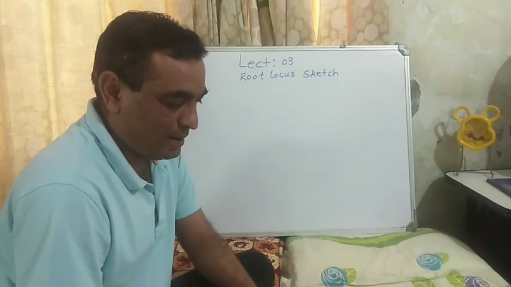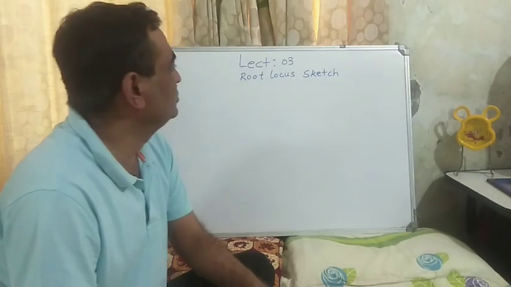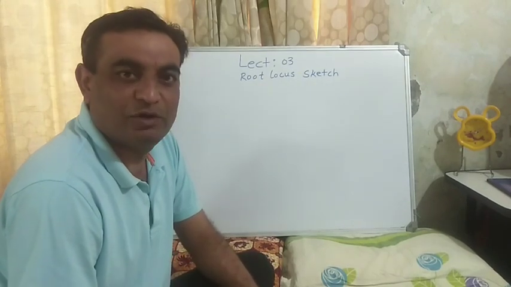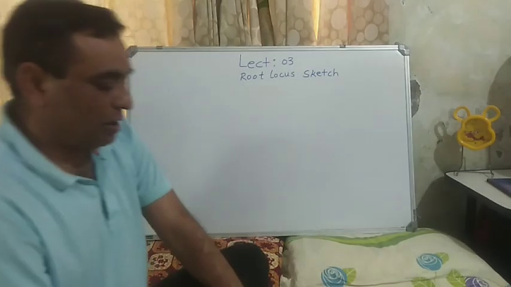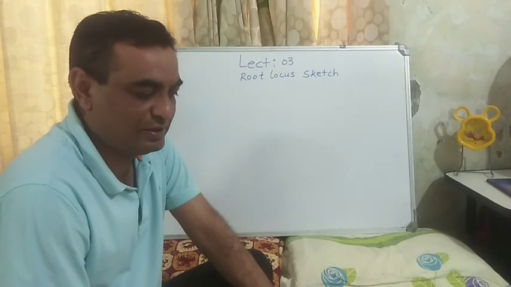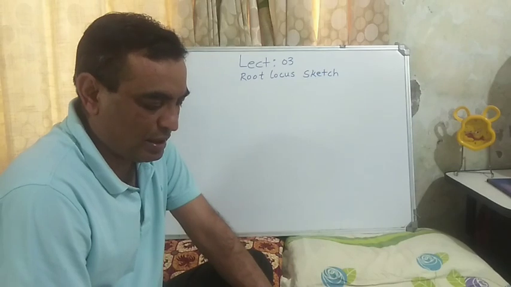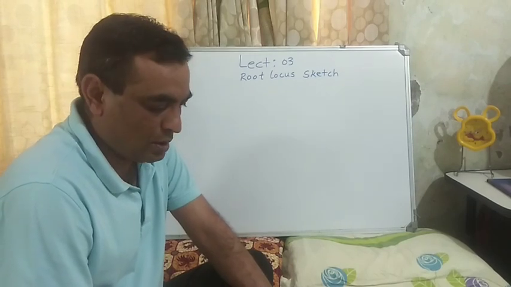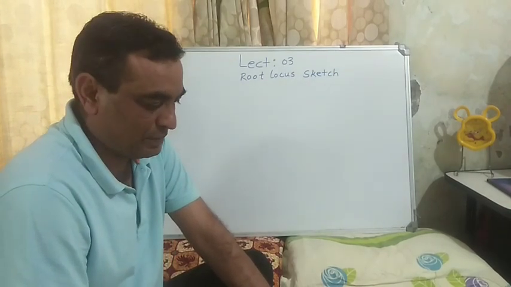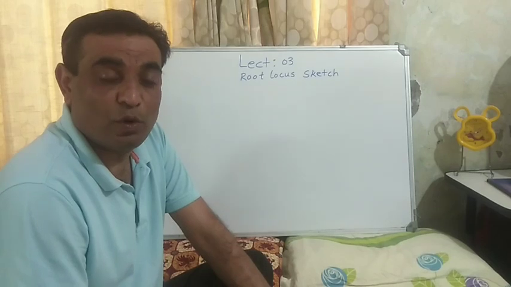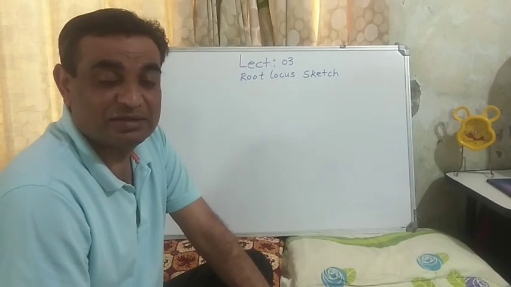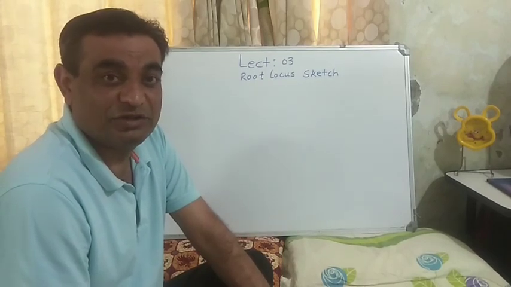Good afternoon, everybody, and welcome to lecture number 3 on root locus sketching for the analysis of stability. So far, we have discussed 2 lectures on the root locus, and this is the third one. In my previous lectures, we discussed the meaning of the root locus, that is the locus of all the closed loop poles inside the S-plane when any system parameter, like gain k, is varied from 0 to infinite.